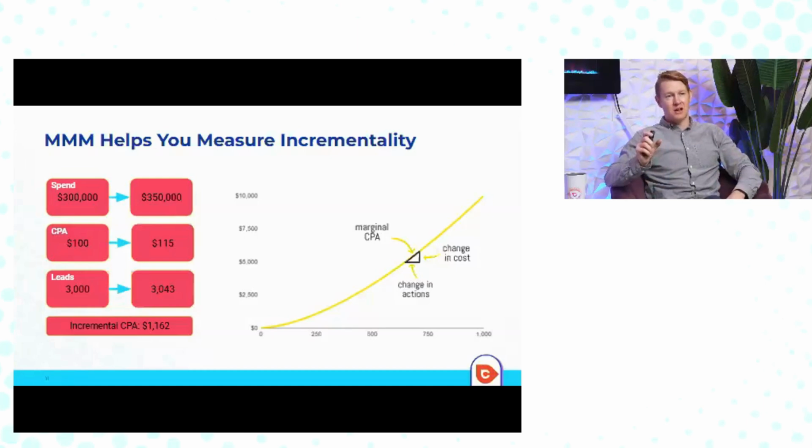But when I actually start to look at the incremental cost per acquisition, what that next $50,000 actually drove for me, my incremental CPA was $1,162. So that incremental $50,000 of spend got me 43 leads, and each lead on average cost me over $1,000. Now, if I'm only making $500 for a new patient, or $300 for a new patient, all of a sudden that math doesn't make any sense, right?